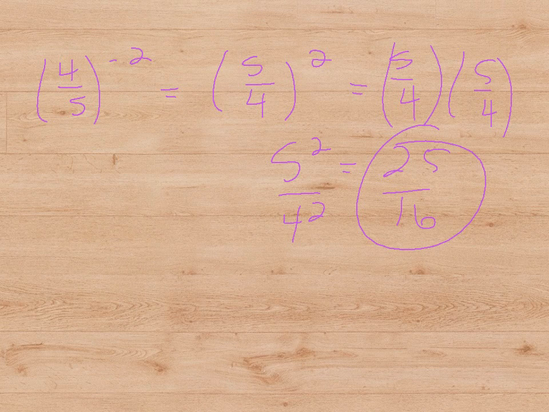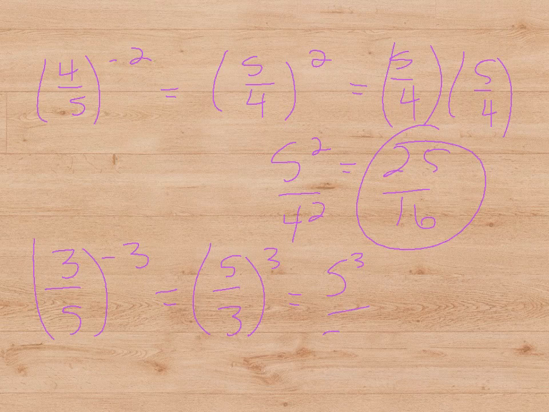Here's the last one for you to try. 3/5 raised to the negative 3rd power. Pause the video, try this one in your notebooks. All right, if you did things correctly, we should have flipped the fraction, in other words, taken its reciprocal, and now apply the exponent to both the numerator and the denominator.